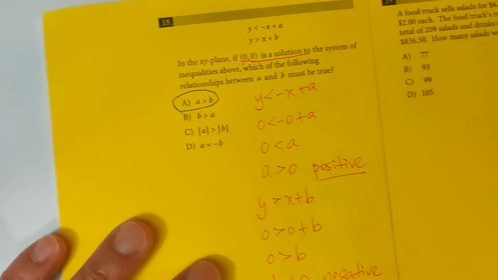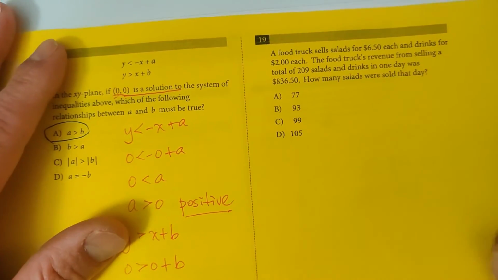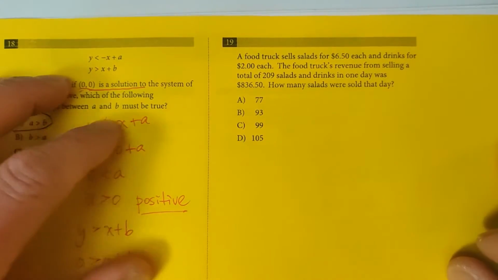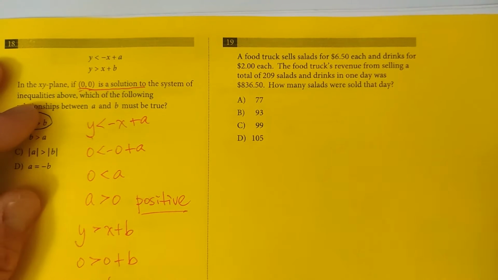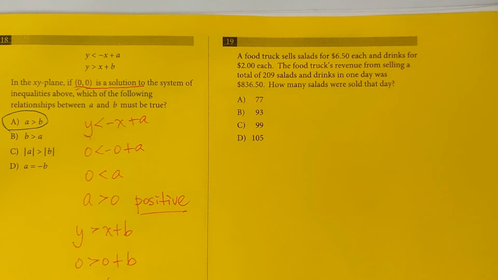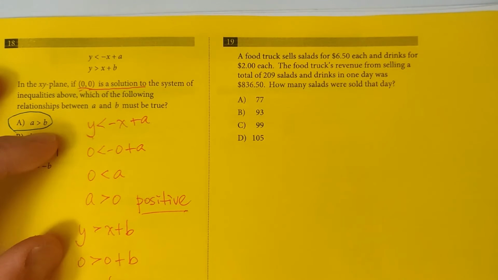Okay, now let's move on to question 19. For question 19, it says a food truck sells salad for $6.50 each and drinks for $2 each. The food truck's revenue from selling a total of 209 salads and drinks in one day was $836.50. How many salads were sold that day?